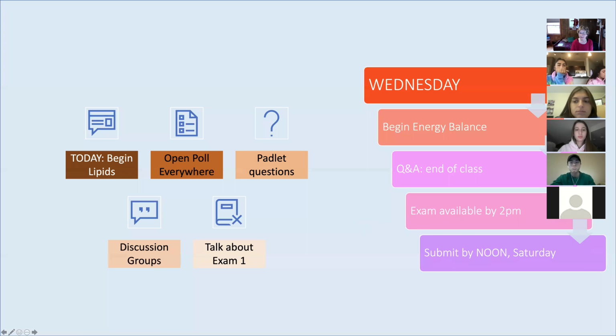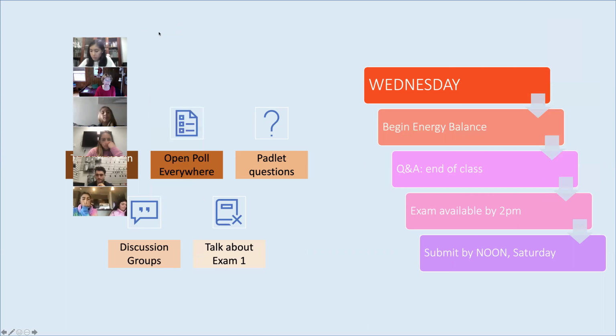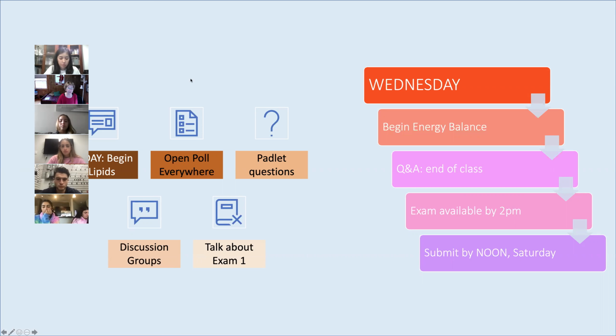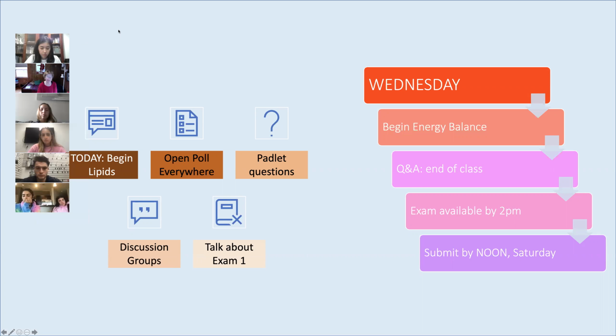Okay. Let's see. Okay, so here's the plan. My plan is to begin lipids, so please open Poll Everywhere, however you're doing poll questions, whether it's on your phone or on your laptop or your desktop. We'll have poll questions. I'll answer some Padlet questions. We'll have discussion groups. I think we're starting to get a routine going. It only took 6-8 weeks. And then I'll talk to you about the exam.